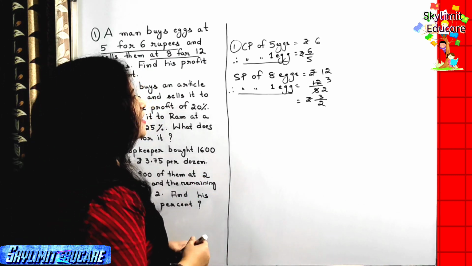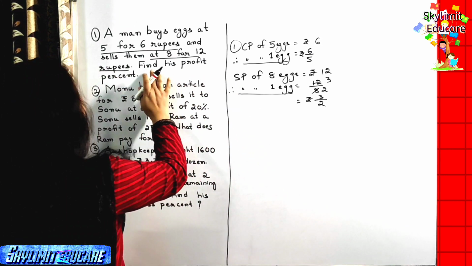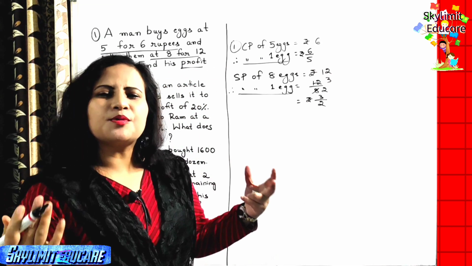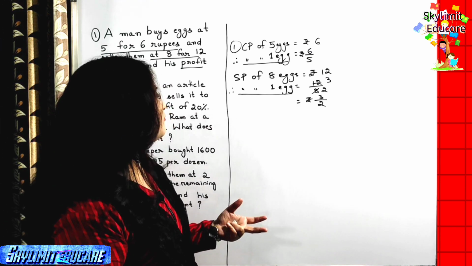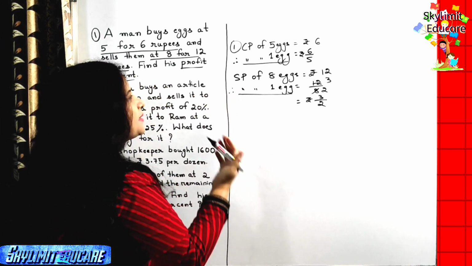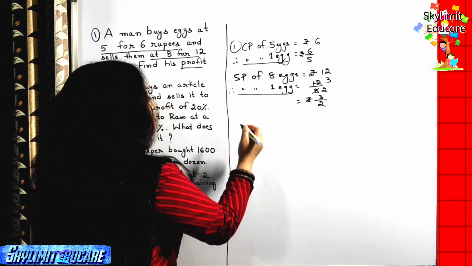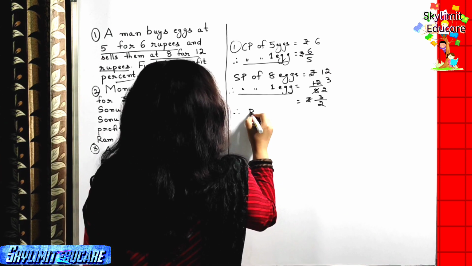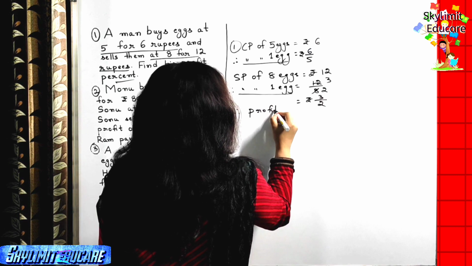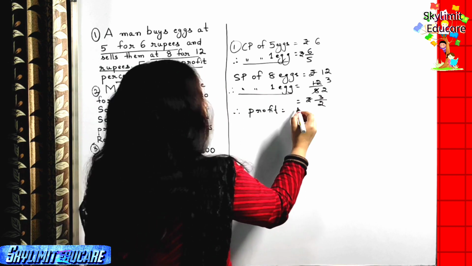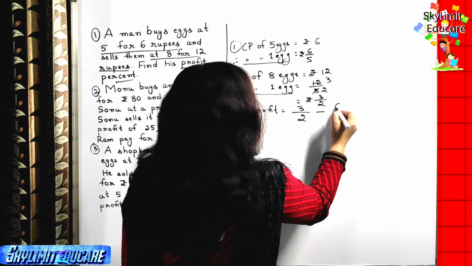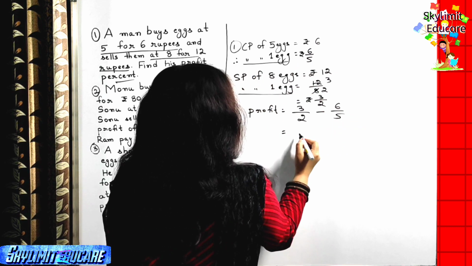Clear? So as you can see here now students, you have to find his profit percent. It is given in the question that he has received a profit. So profit is obviously when the selling price is greater than the CP. Therefore, before finding out the profit percent, we should know the profit. So profit is equal to, what is the selling price of 1 egg? 3 by 2. What is the cost price of 1 egg? 6 by 5. Now let us calculate it.